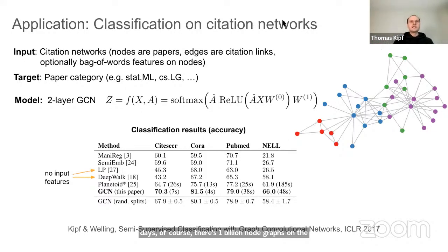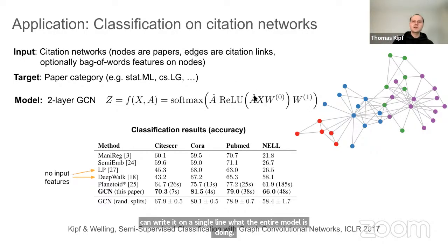We did classification on citation networks. We wanted to classify the paper category based on the network, but also based on the bag of words description of the abstracts of these papers. And the model was almost as simple as it gets. It was a 2-layer graph convolutional network where you can write on a single line what the entire model is doing. You have an adjacency matrix.